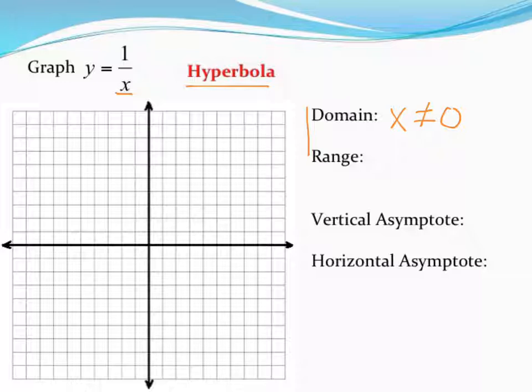Similarly, our range is going to be y, our output, cannot be equal to 0. There's nothing we can plug in for x that's going to get us 0 as an answer when we divide. So there's our domain and range, once again, until we start shifting things around.